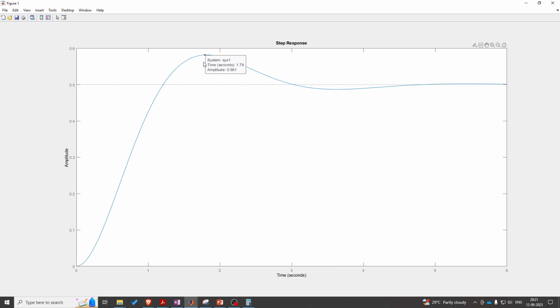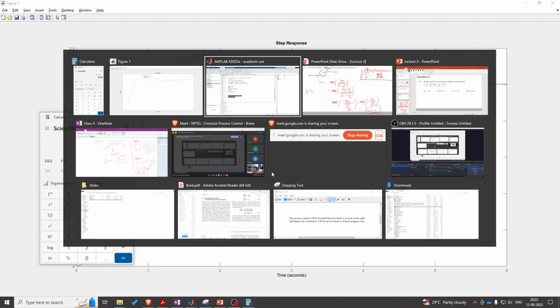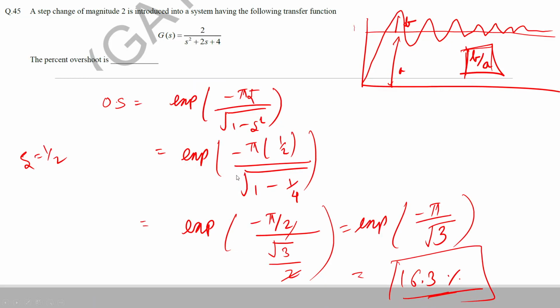So that is the significance of calculating the decay ratio from the formula, as well as the significance of the characteristics of the second order system that we studied, that is decay ratio, overshoot ratio, all those things. Now we will look at the next question.